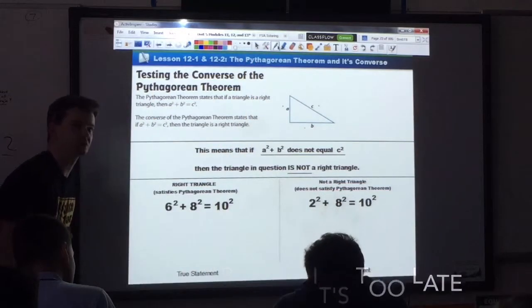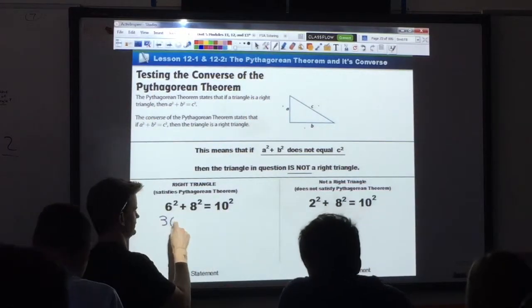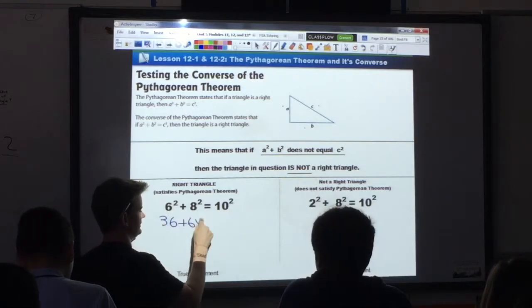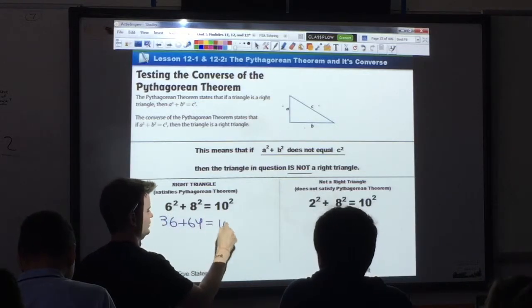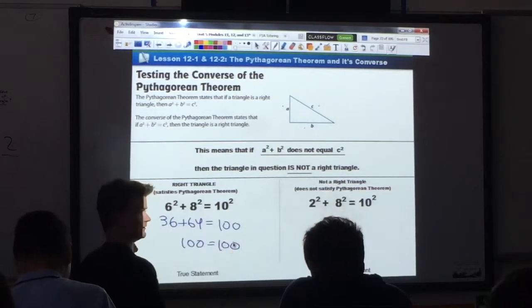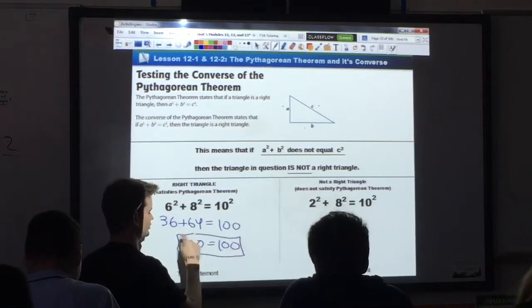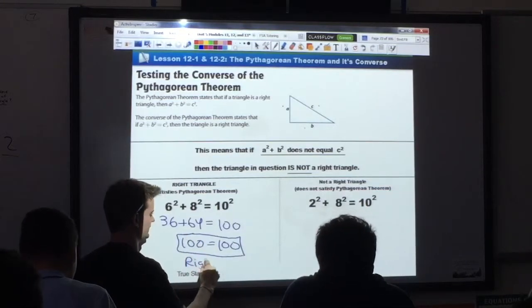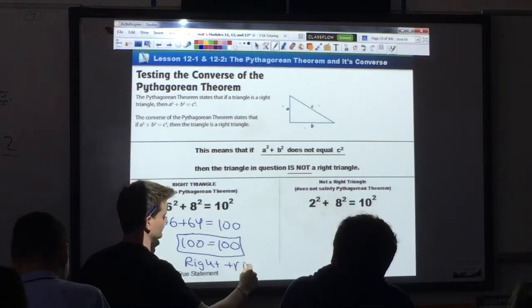Write that in, and I'm going to show you what it looks like. 6 squared is 36. What's 8 squared? 64. What's 10 squared? 100. We add these together. We get 100 equals 100. What type of statement is that? True. That's a true statement. If you get a true statement, that means it is in fact a right triangle.